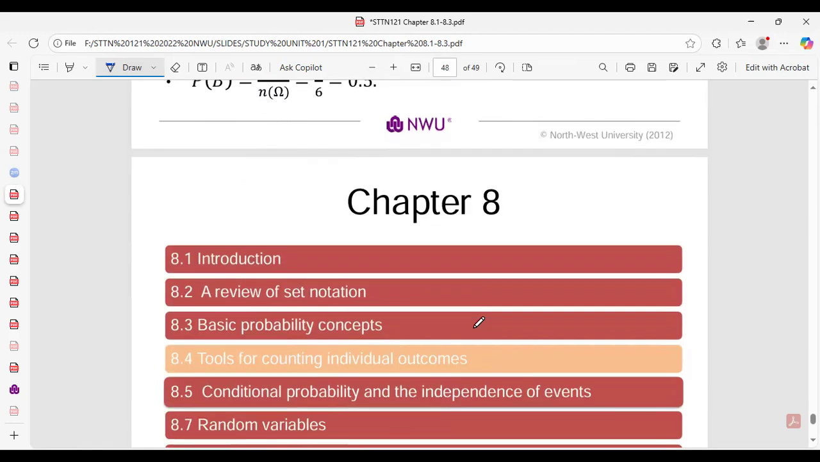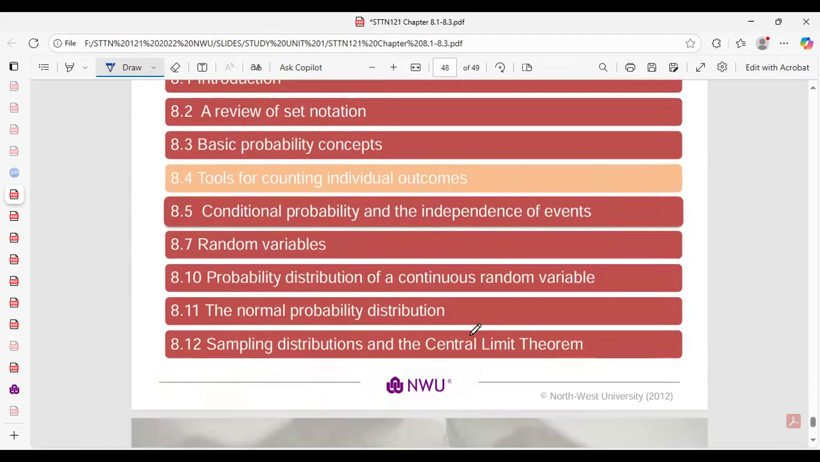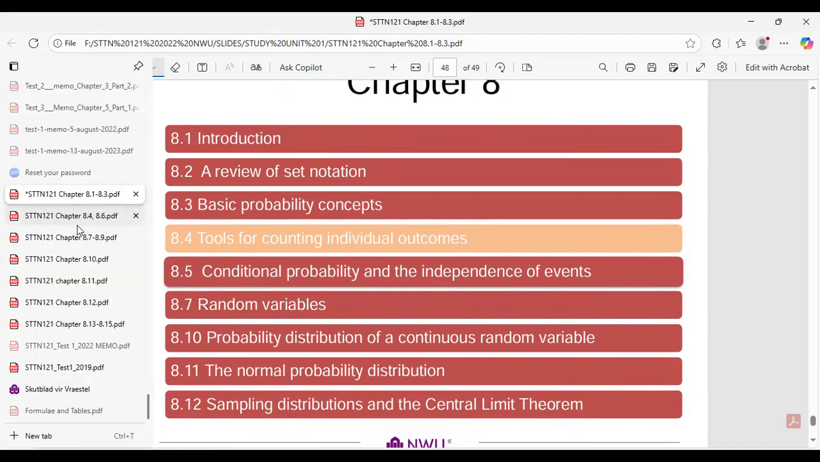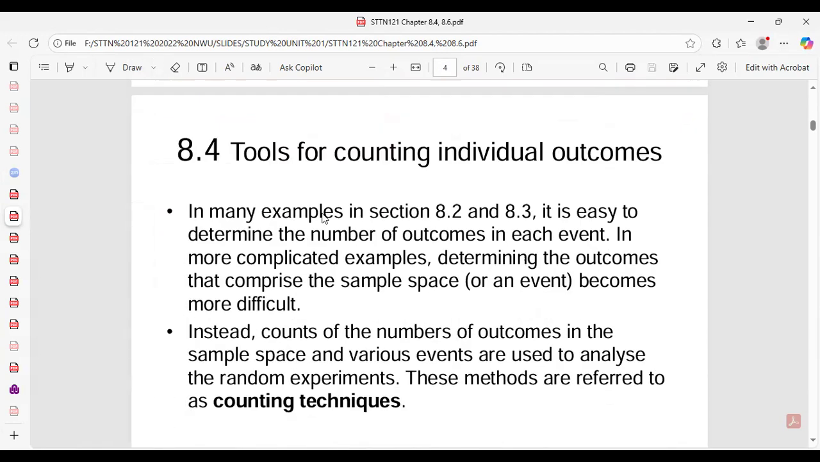Then focus more on this one, because I believe that most students are struggling with counting, the permutations and the combinations. I think it's under 8.4. Yeah, 8.4, this is the one.